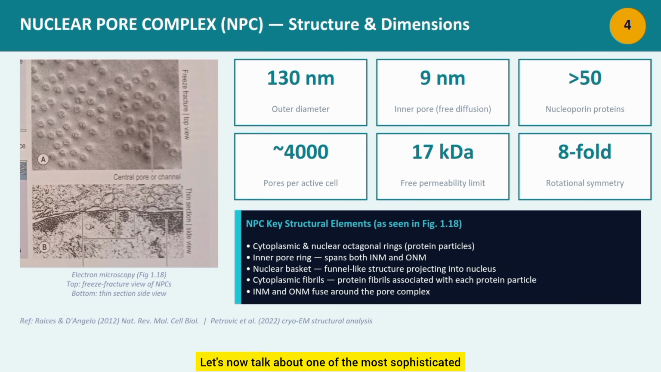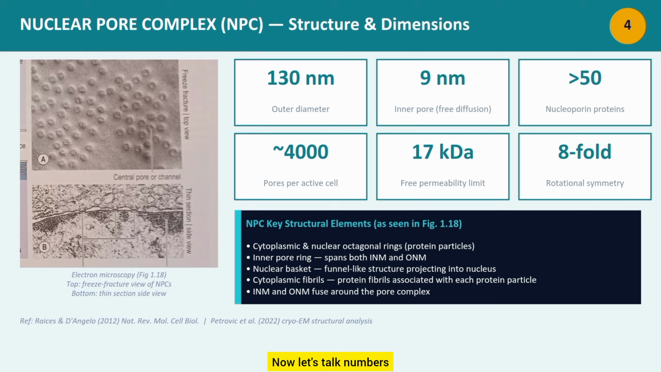Let's now talk about one of the most sophisticated molecular machines in all of biology, the nuclear pore complex, or NPC. Look at the electron microscopy images on the left. At the top, that's the freeze fracture view from Figure 1.18a. You can see individual pores from above, each appearing as a ring embedded in the membrane. At the bottom, the thin section side view from Figure 1.18b, you can see the nuclear envelope in cross-section, with the condensed chromatin sitting right below it.